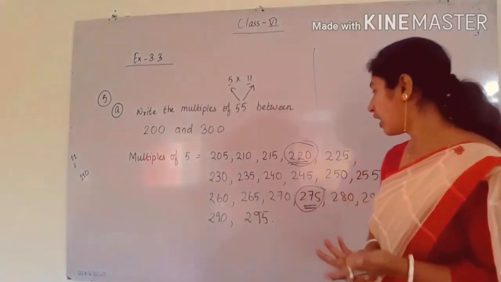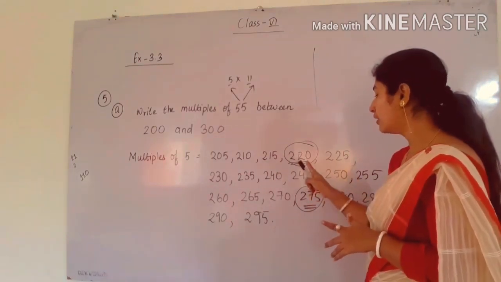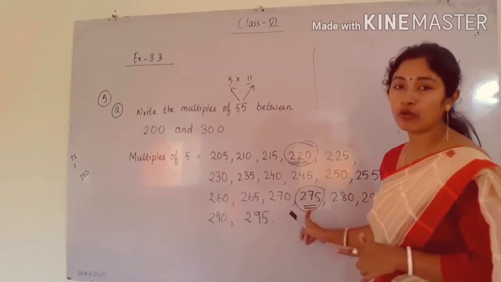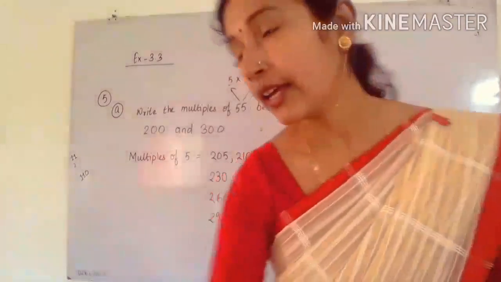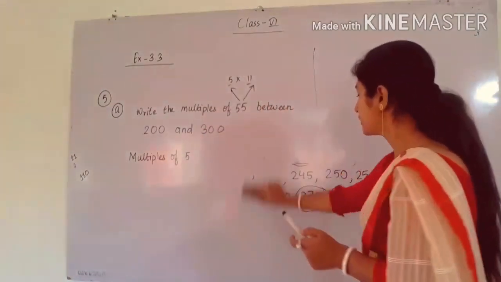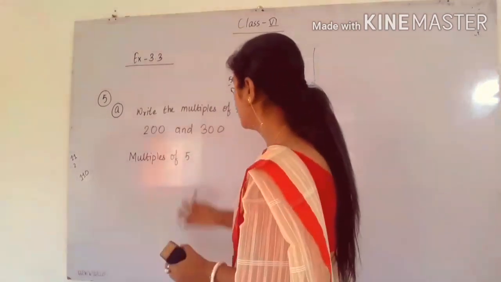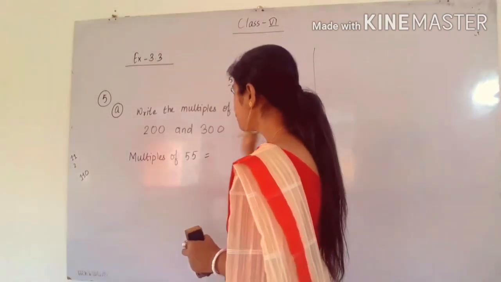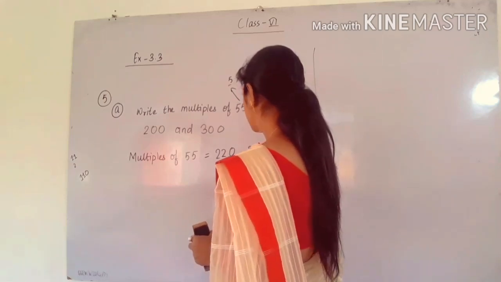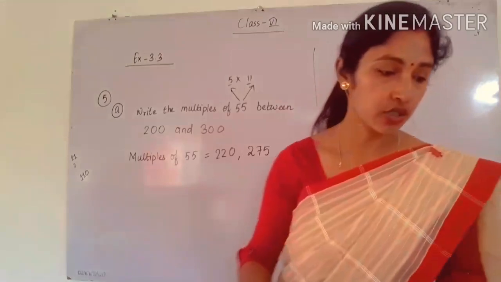So now what do we get? The multiples of 5 and 11 both are the two numbers, 220 and 275. So finally what can I write? I can write the multiples of 55. This is the answer. Multiples of 55 are 220 and 275. So this is the answer to this question.